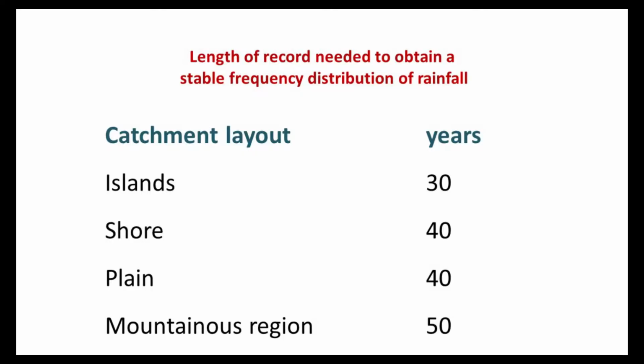The length of record, or the number of years needed to obtain a stable frequency distribution of rainfall, depends upon the type of catchment area or catchment layout. If the catchment area is islands, we need data of at least the past 30 years. If it is along the shore, at least 40 years. If it is planar in nature, at least 40 years. Similarly, if the terrain is mountainous, we need data of the last 50 years.